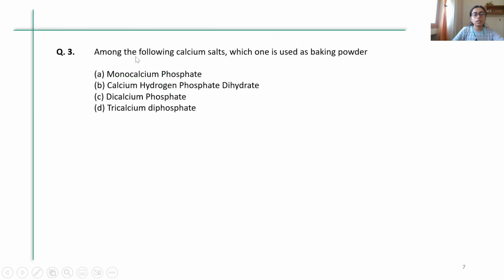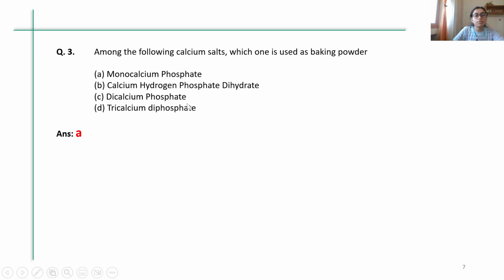Then moving to the next question: among the following calcium salts, which one is used as baking powder? Monocalcium phosphate, calcium hydrogen phosphate dihydrate, dicalcium phosphate, tricalcium diphosphate. The correct answer is monocalcium phosphate. And about calcium hydrogen phosphate dihydrate, this has a different composition. Dicalcium phosphate doesn't mean Ca2PO4; this simply refers to the phosphate's valency. This phosphate is divalent.